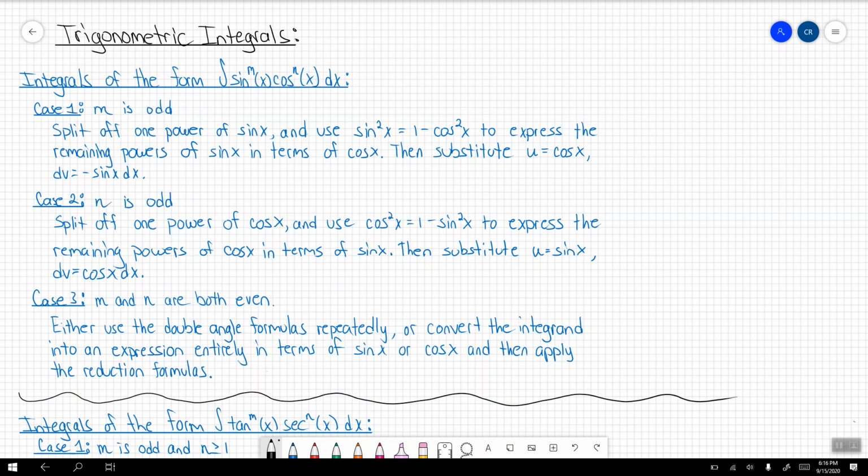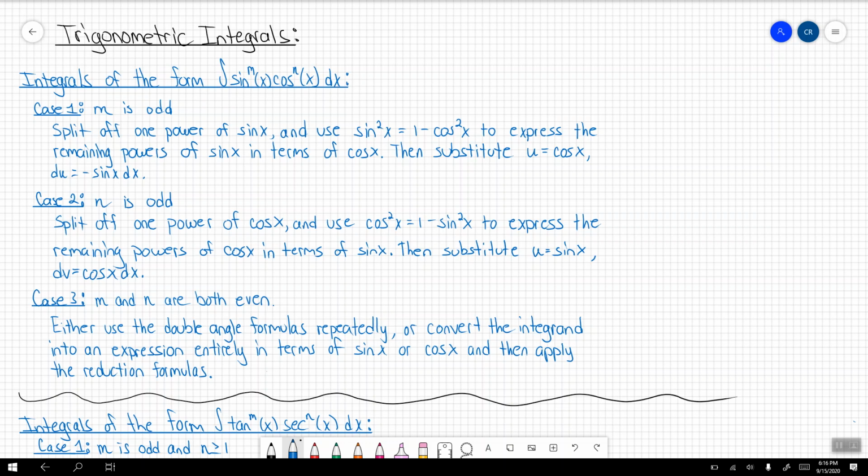Now, we also want to go through the process for case number 2, where n is odd. I just realized on case number 1 I wrote dv, and that's actually supposed to be du. My apologies there. There we go. du is equal to negative sine x dx.